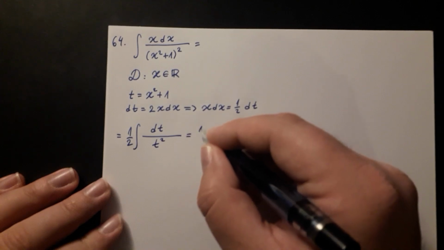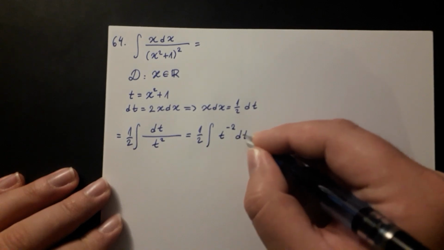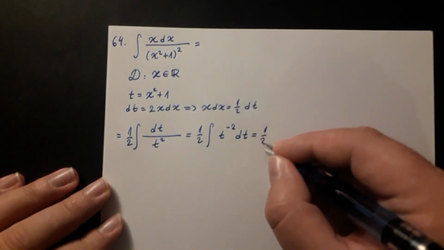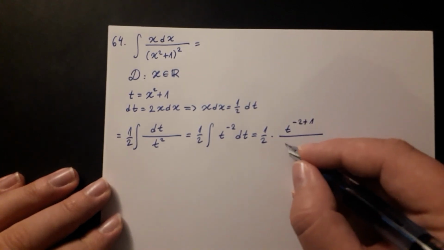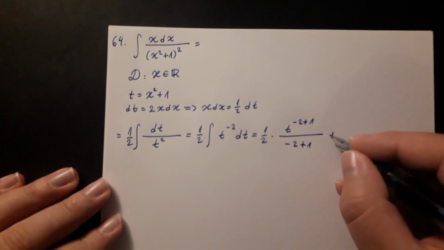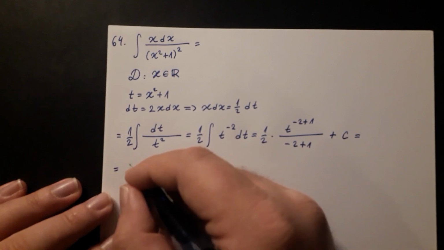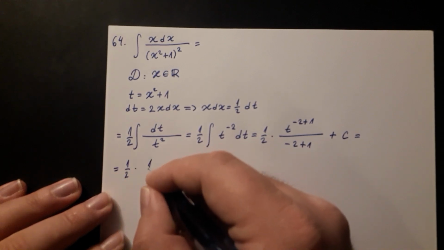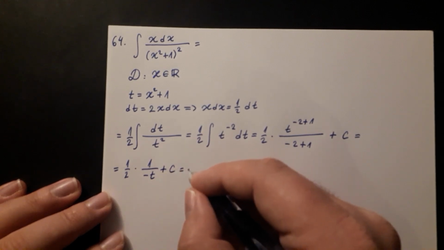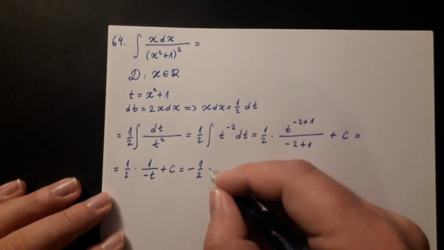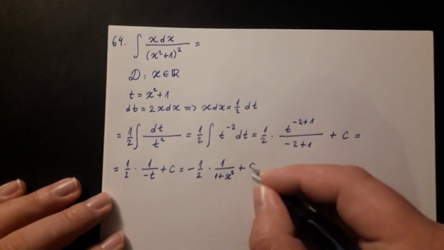This is then equal to 1/2 of the integral of t to the power -2 dt, which is equal to 1/2 times t to the power of -2 plus 1 divided by -2 plus 1 plus an arbitrary constant c. This is then equal to 1/2 times 1 divided by minus t plus c, which is equal to negative 1/2 times 1 divided by 1 plus x squared plus c.